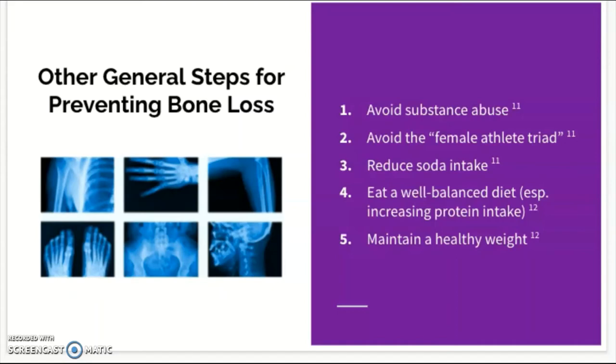The fourth is eating a well-balanced diet, especially increasing protein intake. Protein is in every cell in your body, including your bones. Studies have shown that eating protein increases bone mineral density. The recommended daily protein intake is 0.4 grams per pound of body weight. And then lastly, maintaining a healthy weight.